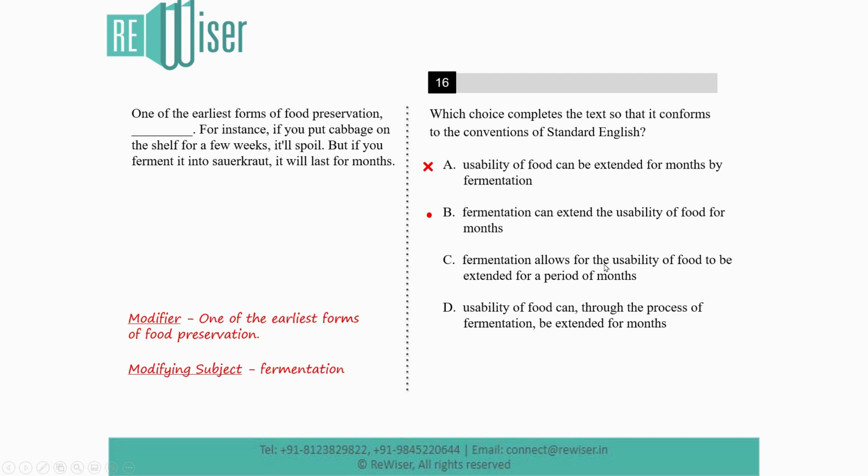Fermentation allows for the usability of food to be extended for a period of months. Now option C again looks to be too wordy, right? The number of words used is too much. Allows for, period of, do not add much value to the sentence. So option C can be clearly eliminated because it's too long compared to option B. So as of now, B is the proper answer.